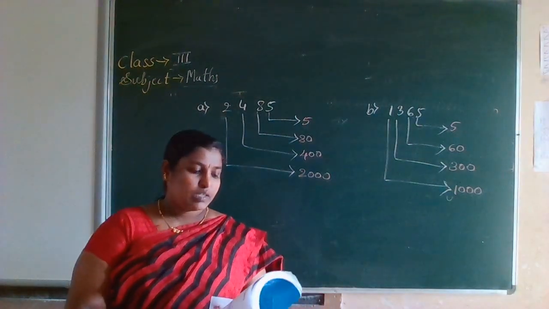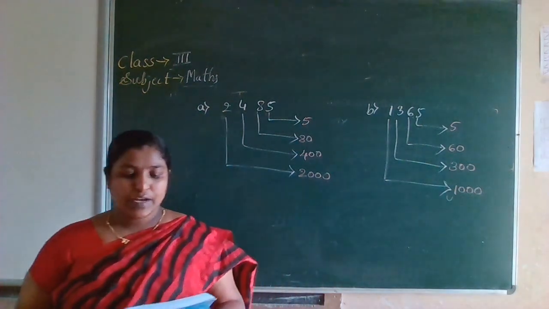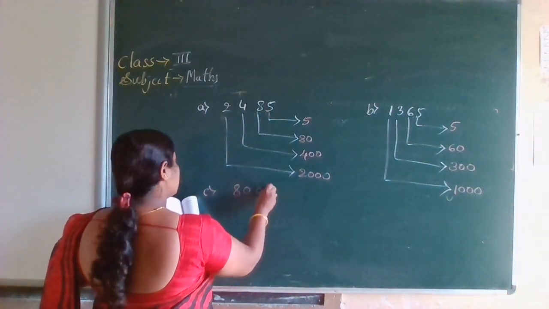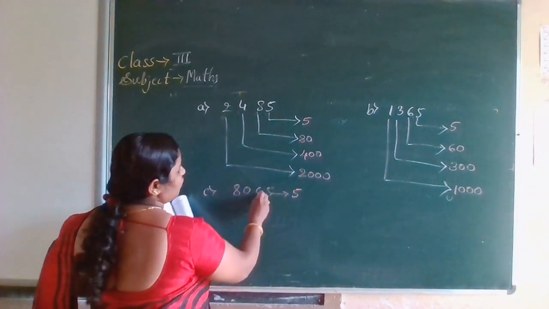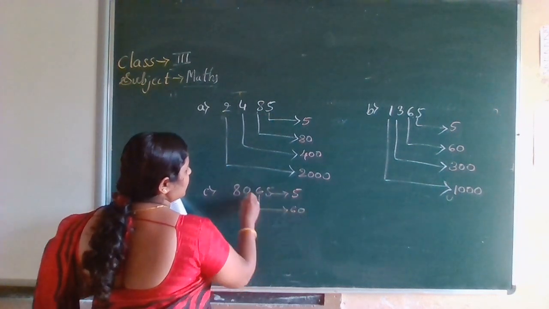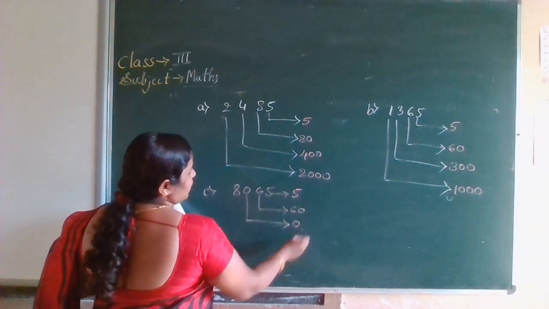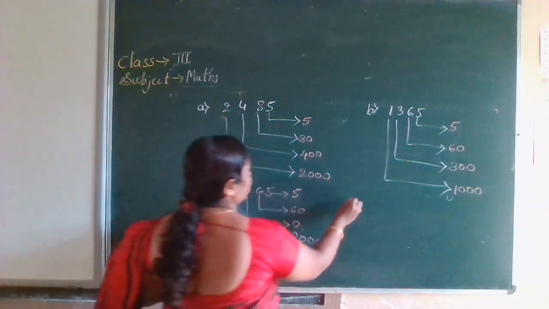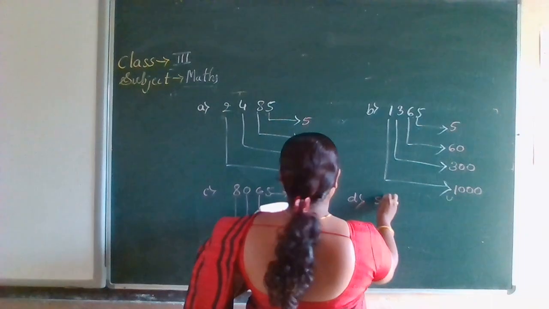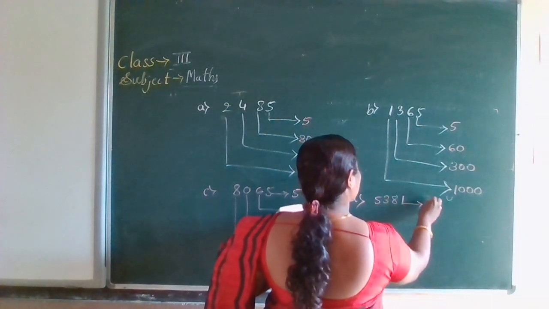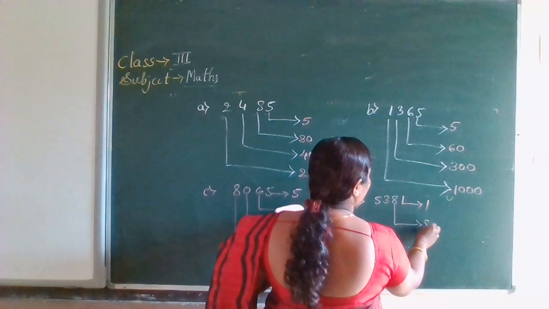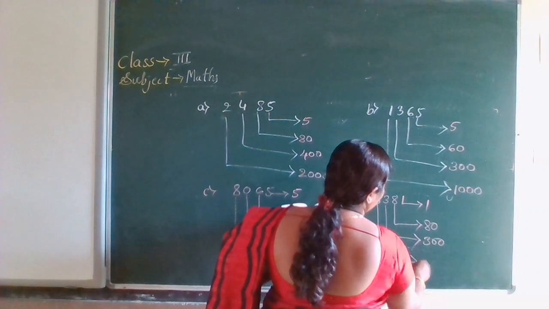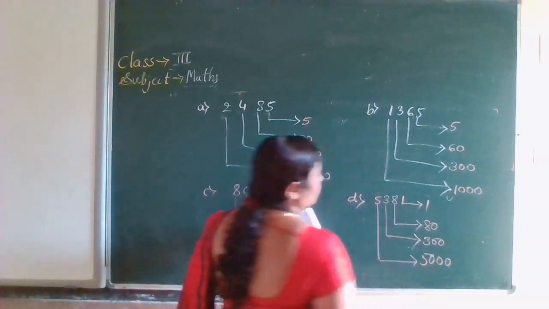Next, C. First one is 5 into 1, 5. C: 8,065. So 5 into 1, 5. 6 into 10, 60. 0 into 100, 0. 8 into 1,000, 8,000. D: 5,381. 1 into 1, 1. 8 into 10, 80. 3 into 100, 300. 5 into 1,000, 5,000.